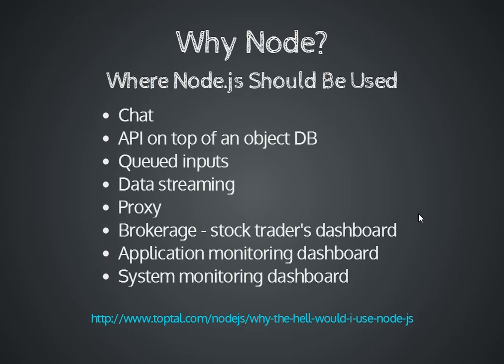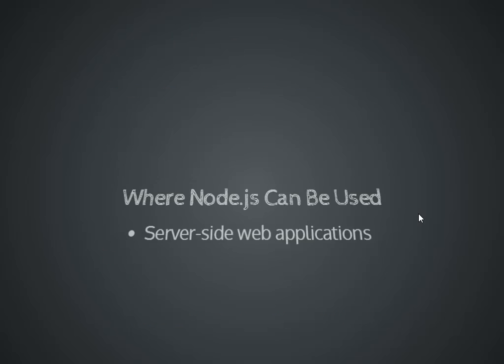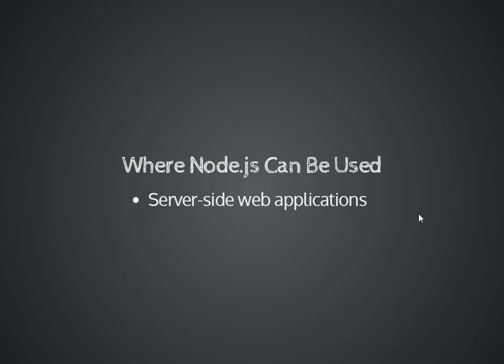So you've got chat applications, an API on top of an object database, queued inputs, data streaming, proxy, brokerage, stock traders dashboard, application monitoring dashboard, system monitoring dashboard. All these things are really great for Node. Especially if you need live communication. You don't want to reload the page or anything like that. You get everything you need right there. So it doesn't stop there.